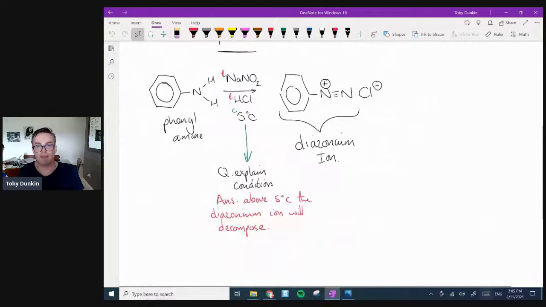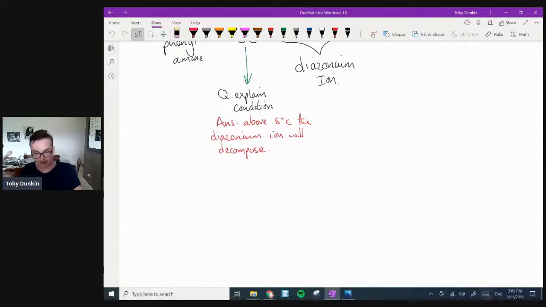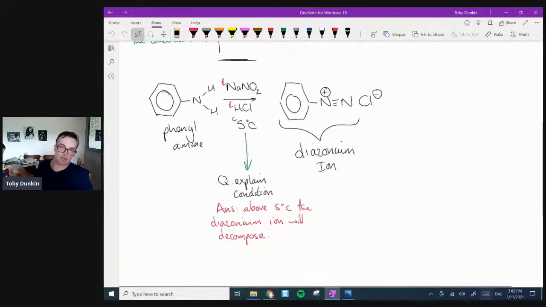So we've got to keep this below 10 degrees. It actually says between 0 and 10, just learn 5. Yeah, that's the temperature you keep it at. It's actually really difficult because you have to essentially use an ice bath to do this.